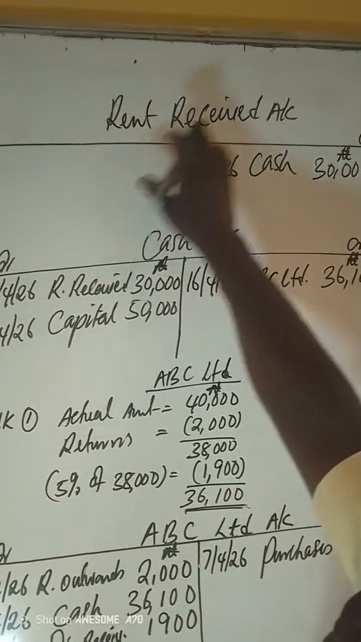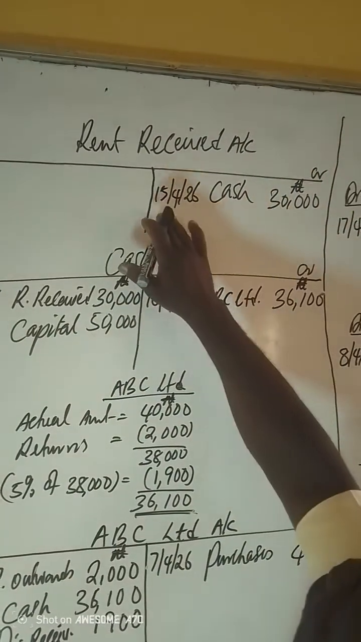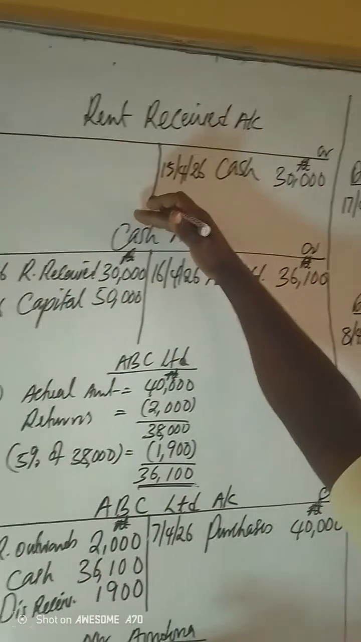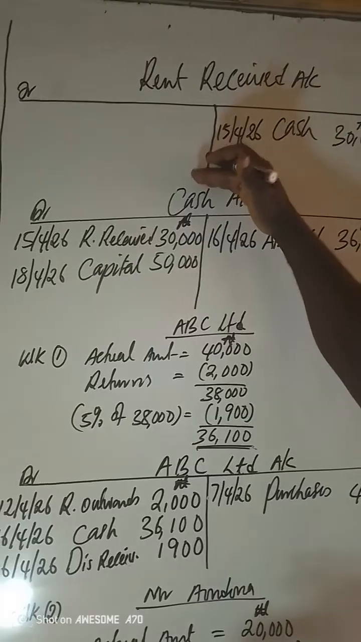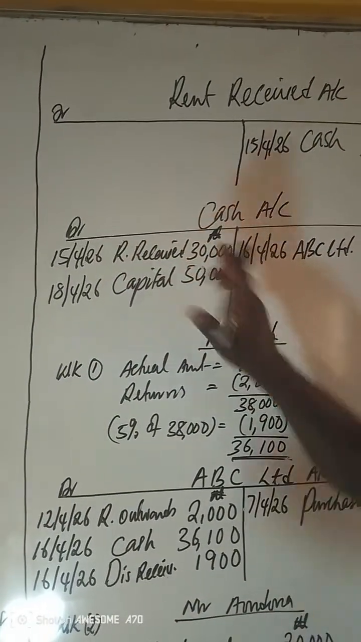So now say rent received account is credited because it's giving cash, on what date? On the 15th of April 2026, cash of 30,000. You now come and open your cash account as a receiver account, and now say cash is receiving from rent received, and the amount is 30,000. That is all. Let's go to the next one.